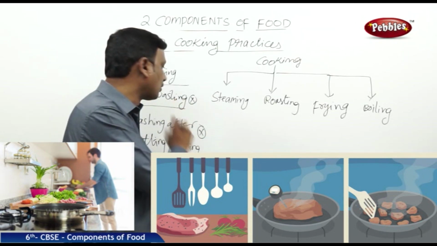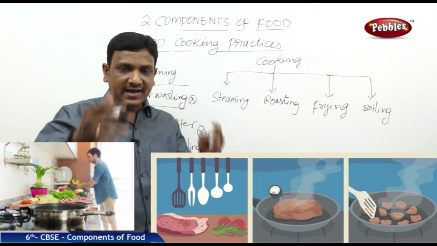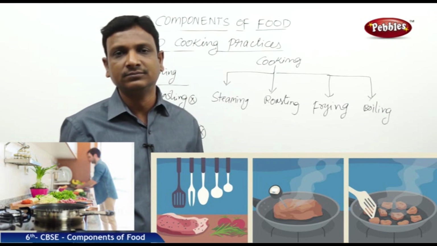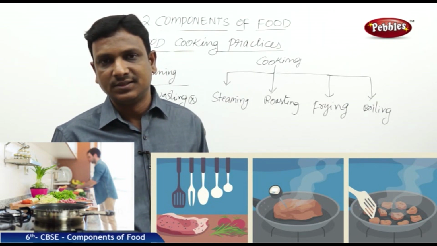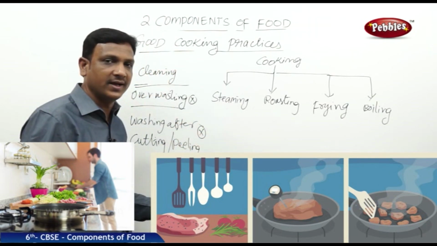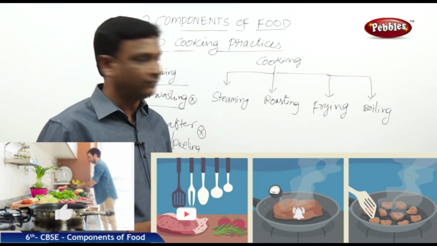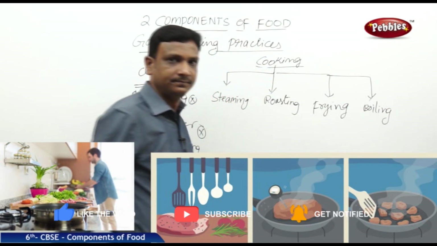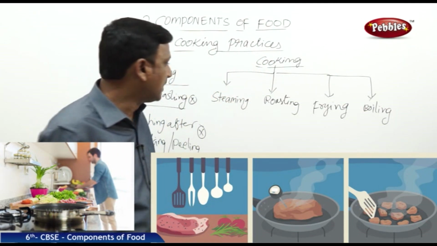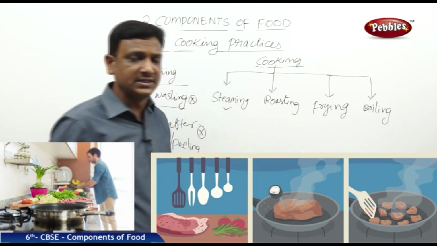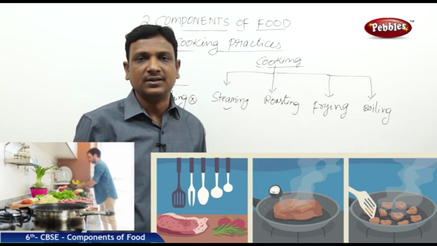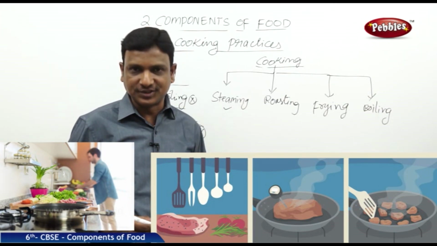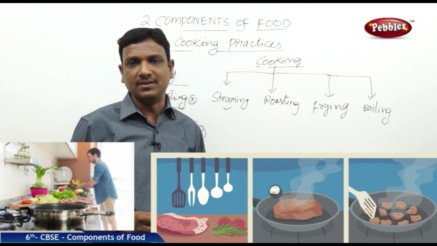By doing these two wrong practices, we are degrading the nutritive value of the food, right? If these practices are avoided, you can retain the nutritive value of the food. The next thing is the cooking process. How you are cooking is very important. If you are cooking any food item by steaming, it's the best practice. The nutrients are not lost. Steaming is the best way of cooking.